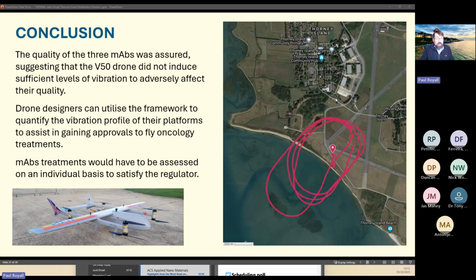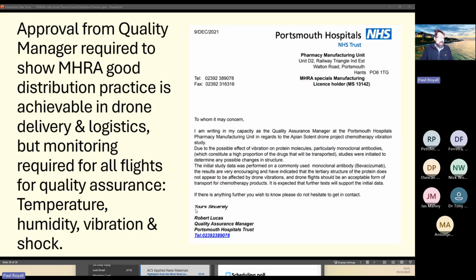But this is an older RAF station in Thorney Island. It used to have Typhoons. It was heavily used in D-Day because they flew over from there. It's not used anymore, but it's a great place to do drones in a controlled way. And essentially, we showed we could fly that. That was our route for our drone flights with the monoclonal antibodies in. And with all that data, we got a nice letter from Rob Lucas, who was our quality assurance manager.